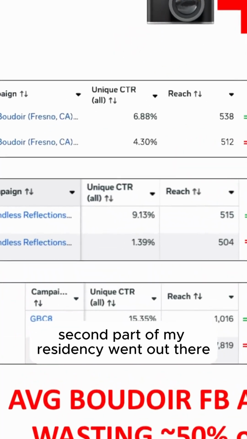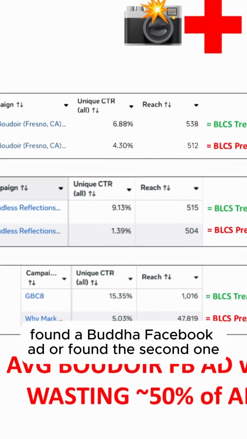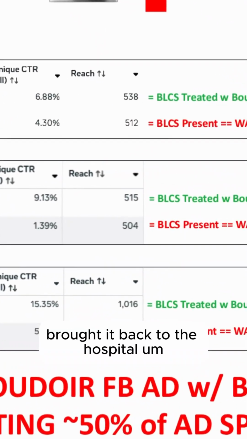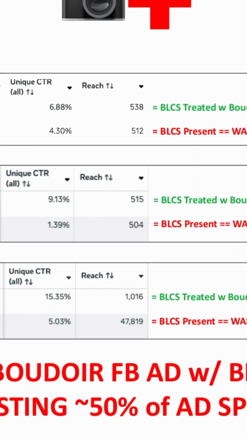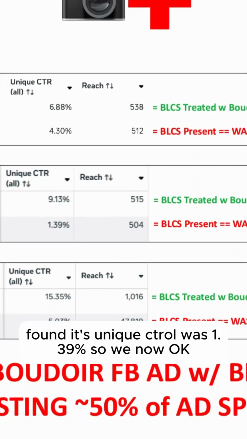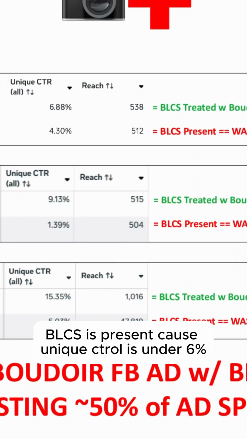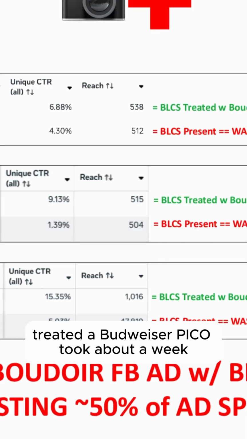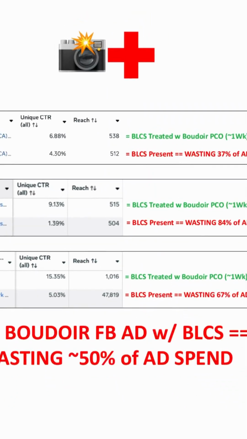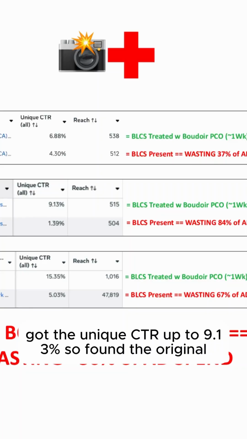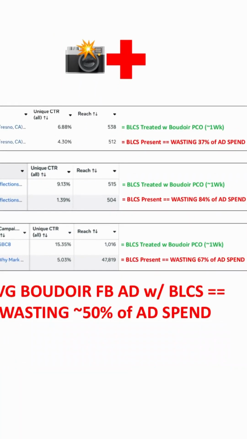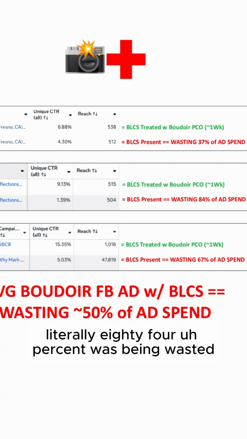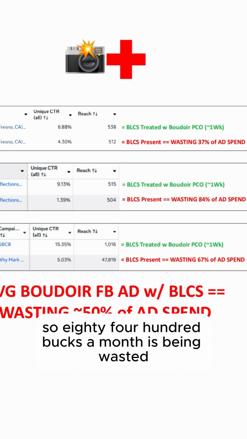Second part of my residency, went out there, found a second Boudoir Facebook ad, brought it back to the hospital, tested it, found its unique CTR was 1.39%. So we know, okay, BLCS is present because unique CTR is under 6%. And we duplicated it, treated with Boudoir Pico, took about a week, got the unique CTR up to 9.13%. So if they're spending 10 grand a month on the original Boudoir Facebook ad, it was wasting, literally 84 percent was being wasted. So $8,400 a month is being wasted.